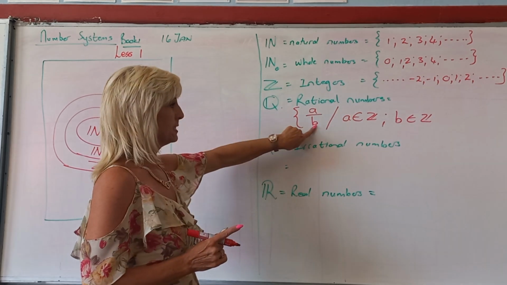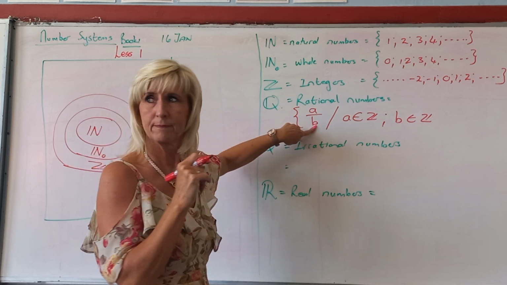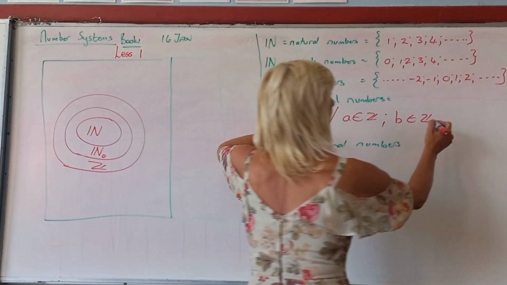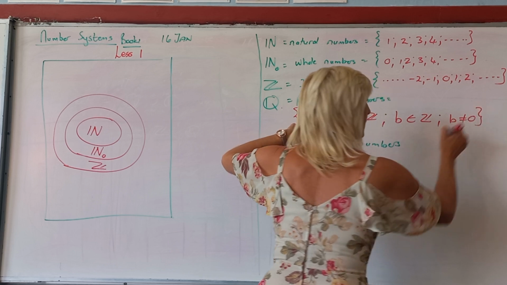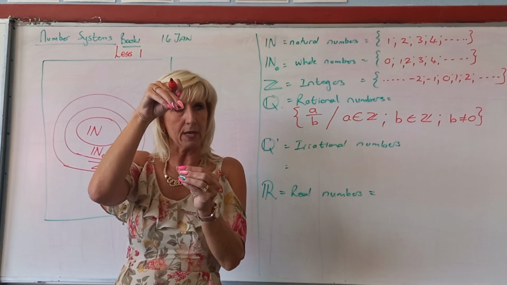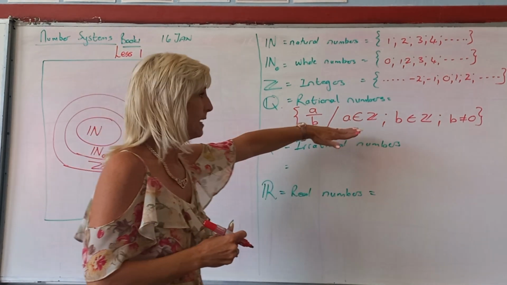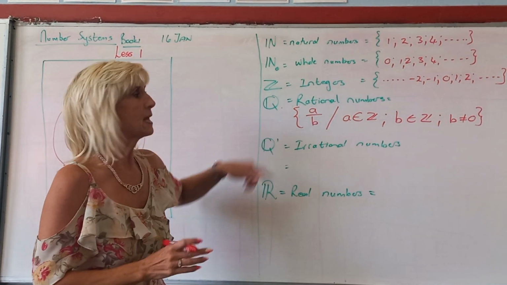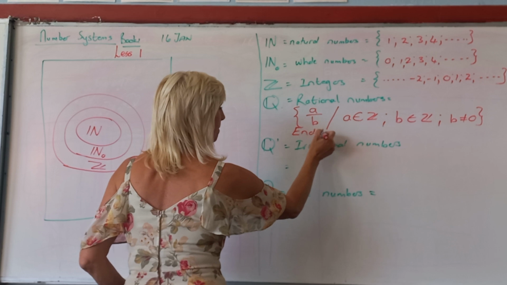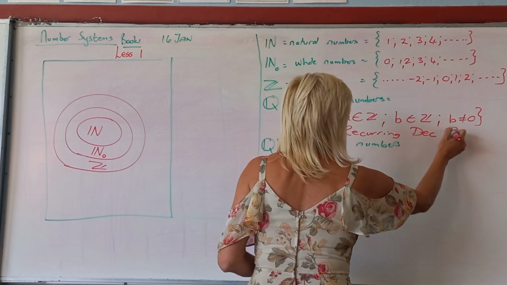Very important. This bottom thing cannot be 0. What can you not divide by? Since forever you've been taught that you cannot divide by a 0. So any fraction that can be written as something over something can never be 0 at the bottom. That in essence is the rational numbers. But I'm saying let's make it more simple. We're just going to say it is ending or recurring, not both, one of the two, decimal fractions.